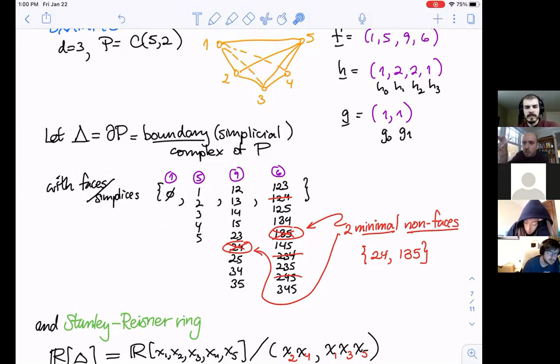You see the 2, 4? That goes through the interior of this polytope, right? That would be in the middle. It's not a boundary edge. So it's not in my simplicial complex, which is the boundary complex. Everybody see why I crossed out the 2, 4?